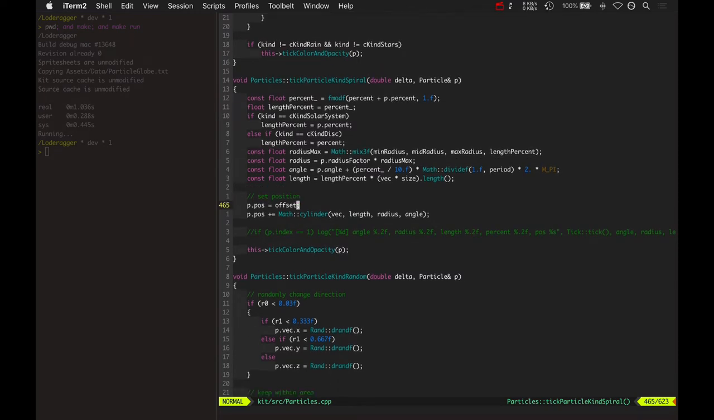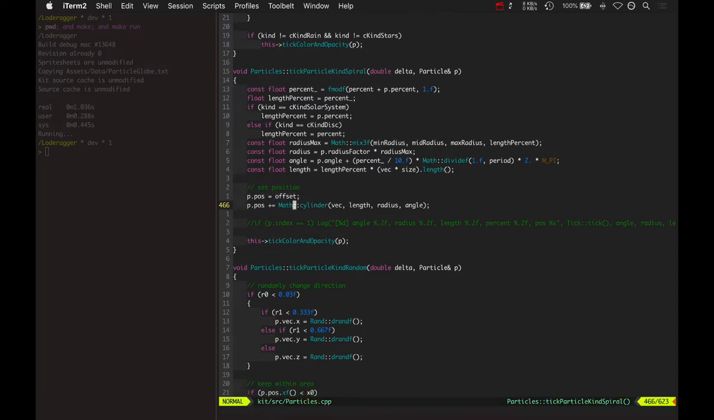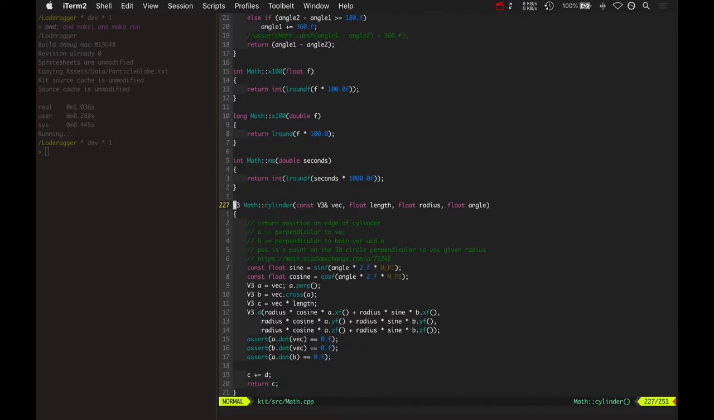So this p.pos is getting set to the offset of the whole system. And then we're adding in the math cylinder equation, which has basically a varying radius, which gives it sometimes a cone effect, sometimes a sphere effect. This is kind of a versatile function. So let's jump into this math cylinder. I'm really proud of this.